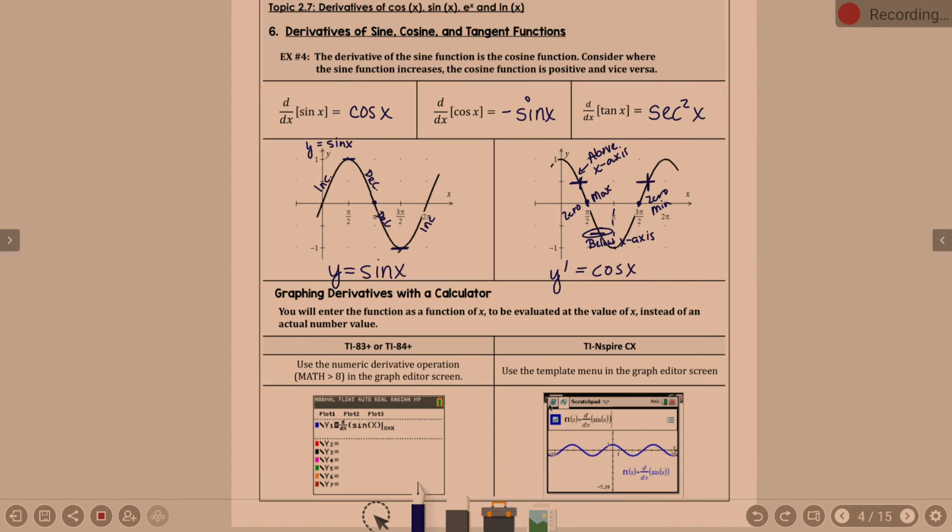Okay, what questions do I need to answer? Yeah, because the cosine went faster than the derivative. Wait, am I graphing cosine x now? If you do graph cosine x, you do get negative sine x.